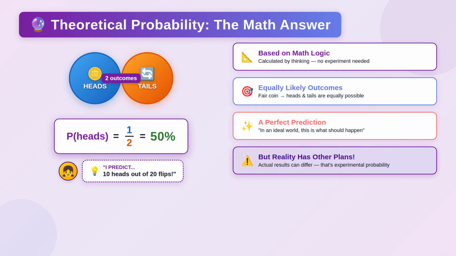You're saying, if everything is perfectly fair and random, here's what I expect. Maya expected exactly 10 heads out of 20 flips. That makes sense, but reality had other plans.